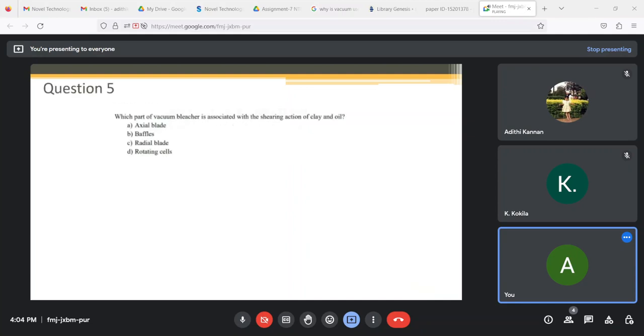Moving to question 5. Which part of the vacuum bleacher is associated with the shearing action of clay and oil? So A, you have axial blade, B, baffles, C, radial blade, and D, rotating cells. Before we go in, what is the principle behind the bleaching process?